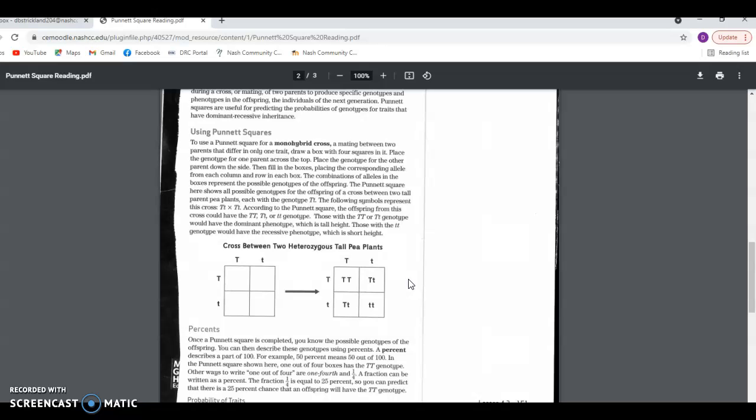you get 0.75. And when you do that, you convert it to a percent by moving the decimal two places over. And this is explained down below.